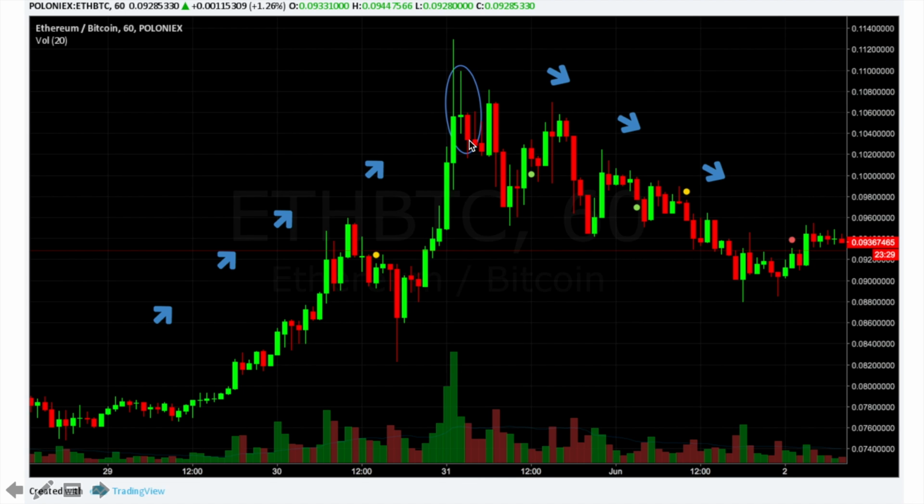Depending on your trade entry approaches, you may enter into trade somewhere here if you're conservative, or even below green candle, so somewhere here if you are too conservative. Or if you are aggressive trader, you may open short position somewhere here.